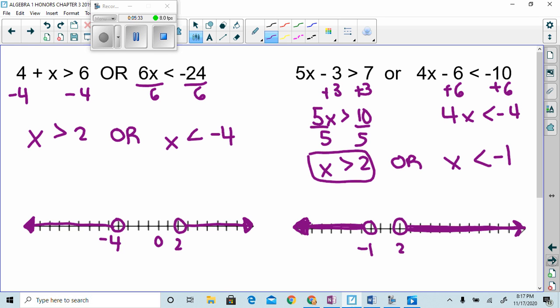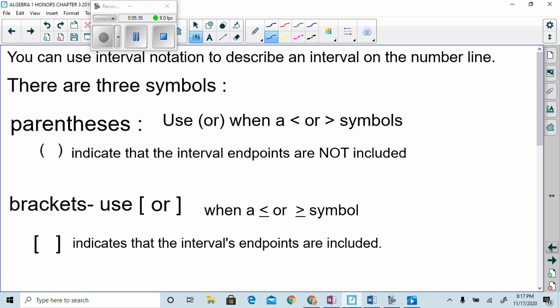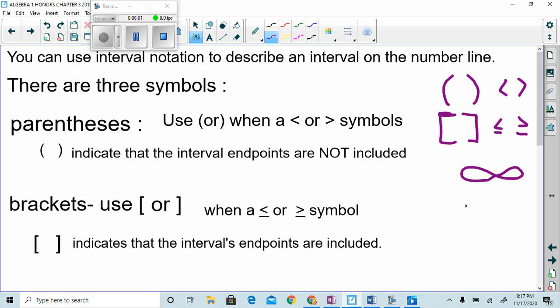Now we're going to move on to another type of notation called interval notation. It helps to describe what's shaded on that number line. There are three basic symbols. We have our parentheses, and we're going to use parentheses with our less than and greater than symbol. We're going to use these brackets when we have a less than or equal to or greater than or equal to symbol. We're going to be using positive infinity and negative infinity.